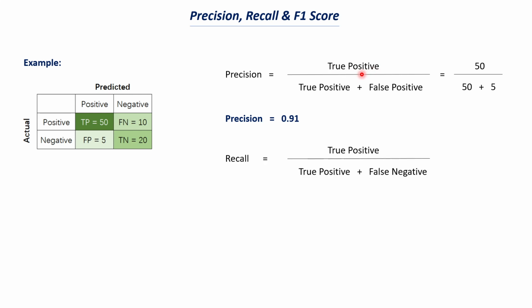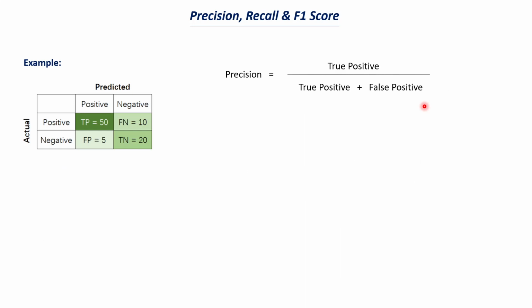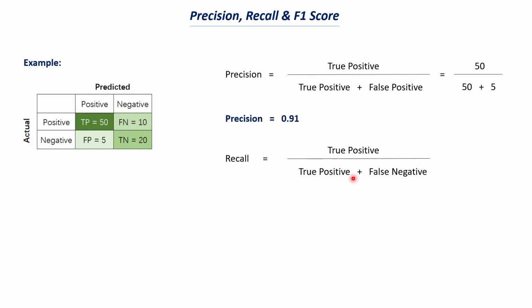And for recall, it is true positive divided by true positive plus false negative, and the other way to remember it, as we have seen, is true positive divided by total actual positive. So we just need to plug in the values. True positive is 50, and the false negative value is 10. So it will be 50 divided by 50 plus 10, and in this case the recall value will be 0.83.